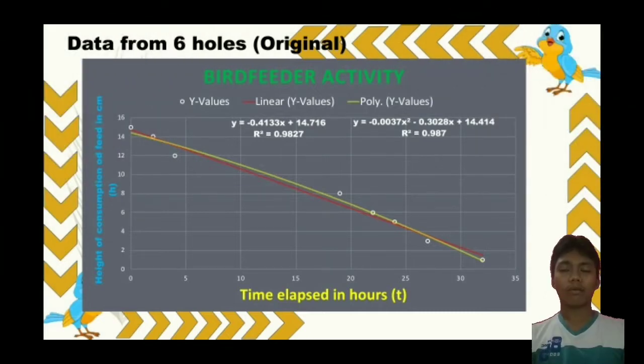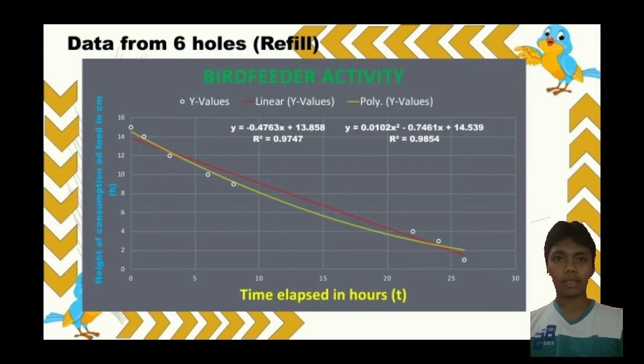In the data from the 4 holes of the original bird feeder, the polynomial values and the linear values shown in the scatter plot are in the same line or trend line, and it is in decreasing order.